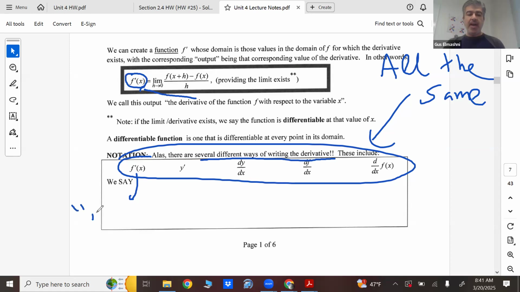Here's what we say. f prime, the little accent symbol we call prime, of x. So I say f prime of x, like f of x, you guys know that, right? You just say f prime of x. So you add that word prime to indicate derivative. This right here, we call it y prime.